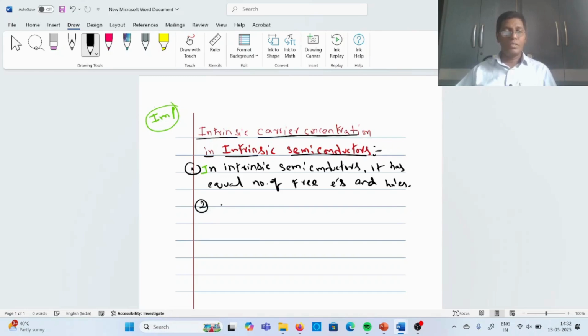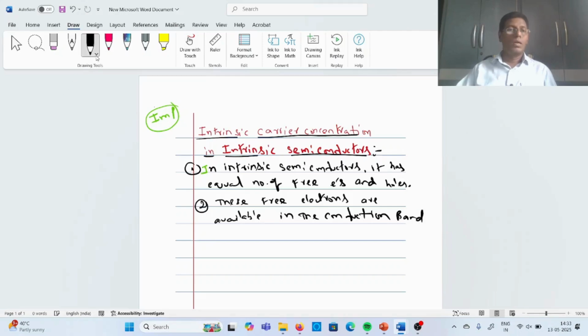And the second point is, these free electrons are available in the conduction band, and the holes, which are positively charged carriers, are present in the valency band.